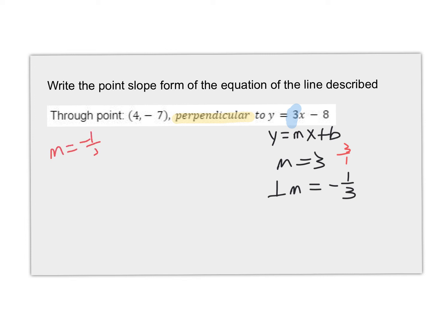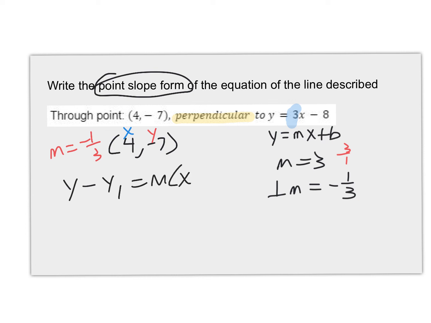It has a slope of -1/3, and it goes through the point 4, -7. And let's remember, this is our x, and this is our y, okay? And we're going to write it in point-slope form. So that's our y minus y1 equals m times x minus x1. And we just plug in our values. So y minus, now notice that the y value is -7. So I have a -7 to plug in right here. But y minus -7 is going to be +7. So I want to write that as +7.